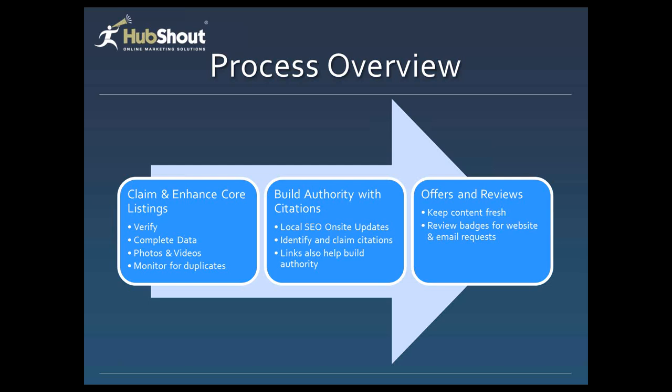So really looking at that and trying to manage the duplicates was something we felt like we needed to get into the program. So we do that throughout the whole program. Once that core part's done, then we move on to building the authority with citations. And so that's local SEO on-site updates, which, if you think about a citation, is a link that often isn't a direct link. So the link is using the name, address, and phone number of the business.